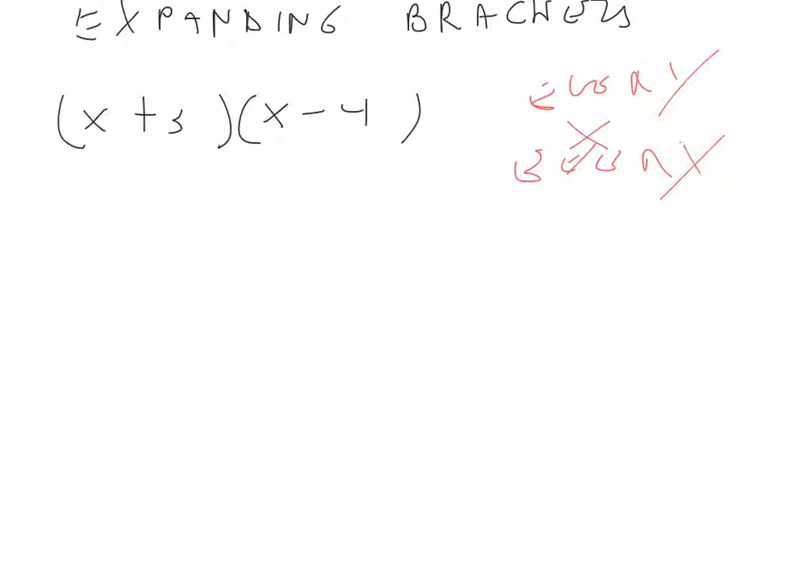So we multiply this x times this x, and then this x times this minus 4. Remember that the sign here is minus, so we have to multiply times minus 4. This will strongly influence our result. Then we have to multiply this 3 times this x and this 3 times this 4.